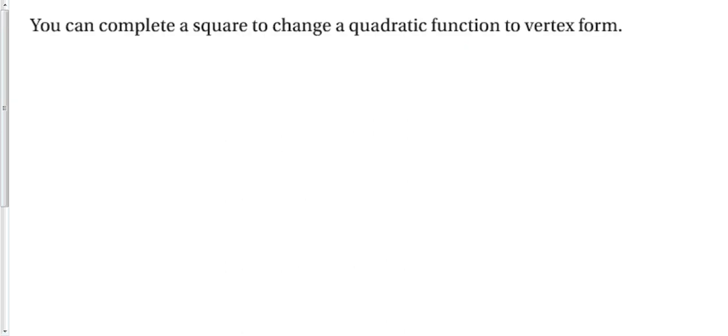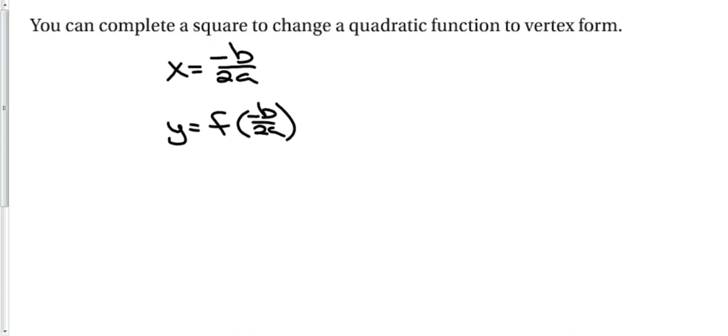Finally, we can complete the square to change a quadratic function to vertex form. This is another way to change a quadratic from standard form to vertex form. Previously, if I wanted the x-coordinate of the vertex, I would do negative b over 2a. And then the y-coordinate of the vertex would be f of negative b over 2a. Okay? There's another way to do this. We can use the techniques of completing the square to find the vertex form of the equation.